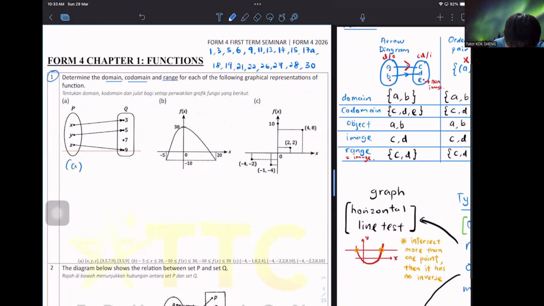So for A, domain is, follow the arrow, it's left to right, you can see. So domain is the left set here: x, y, z, 3. So how to draw the bracket actually?